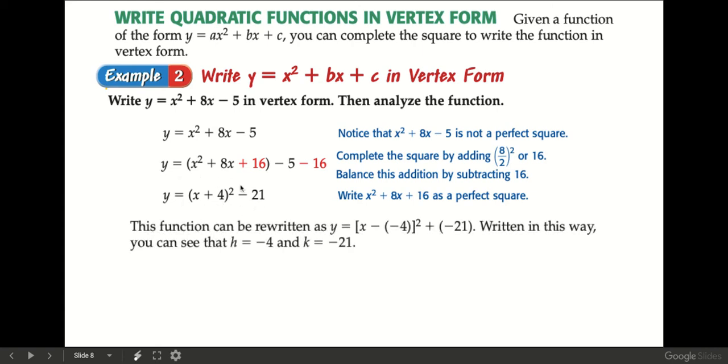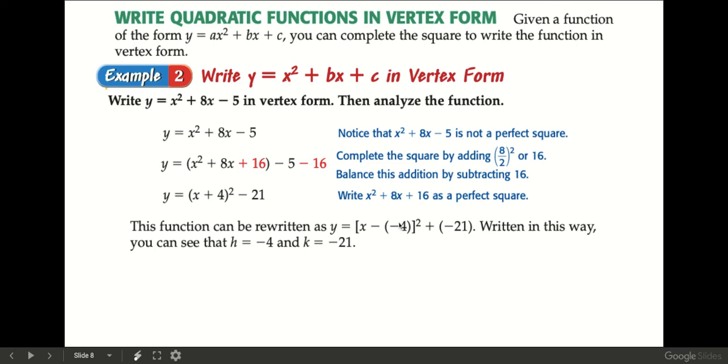So since this function is now in vertex form, again, this is what I was talking about before, whether this value moves it to the left or right. Really, your vertex form is supposed to be x minus h squared plus k. So here I can see that my h is actually -4, because it's x minus h. So h has to be -4 in order to be equivalent to +4 there. And then my k value is -21.